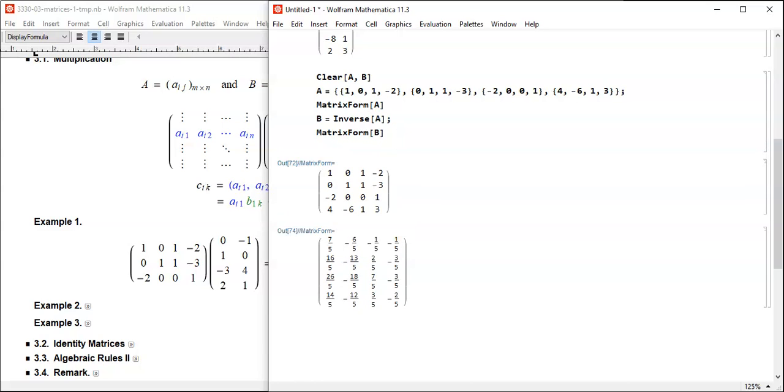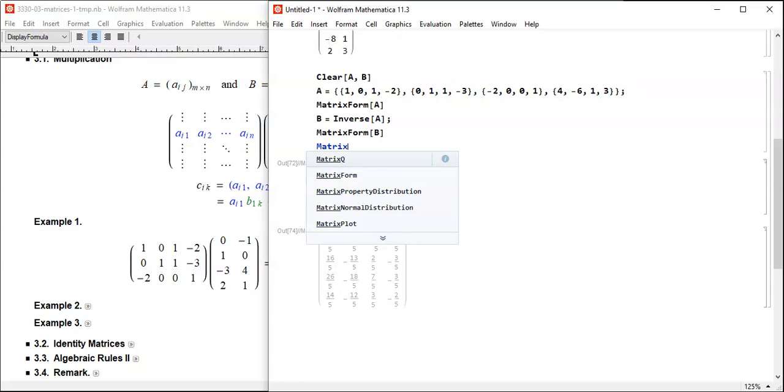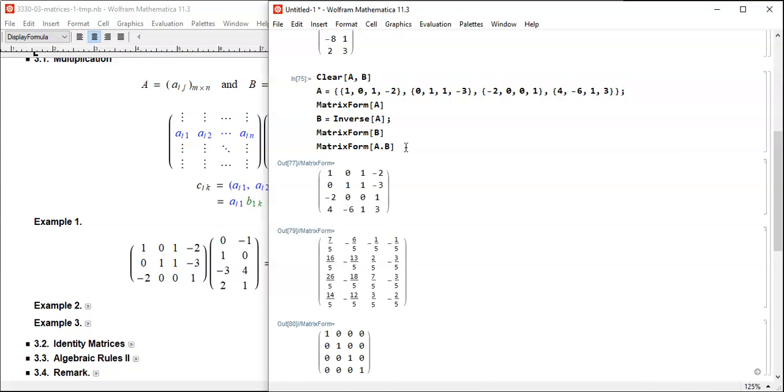And now, show me A times B. Now, am I going to get the identity matrix? A times inverse of A, that should be the identity. Am I going to get the identity? Let's see. I did. So that's how you do some elementary computation with Mathematica. We'll do more as we encounter more and more topics. But for now, this is going to be a good exercise for Mathematica.